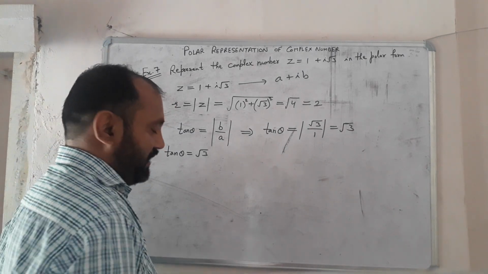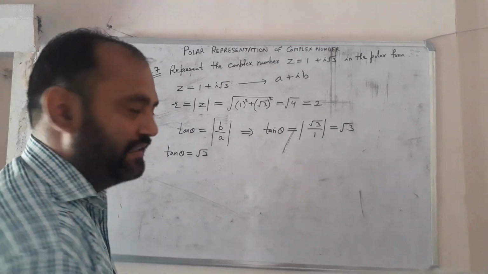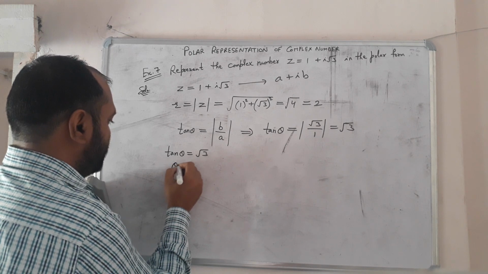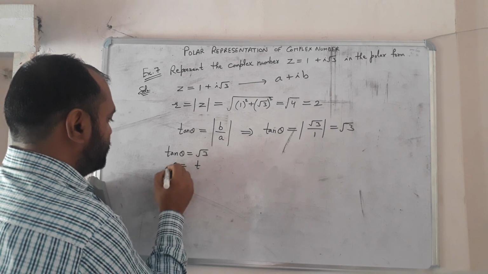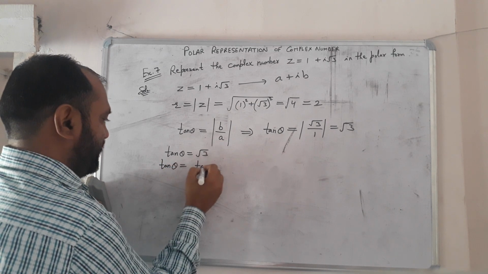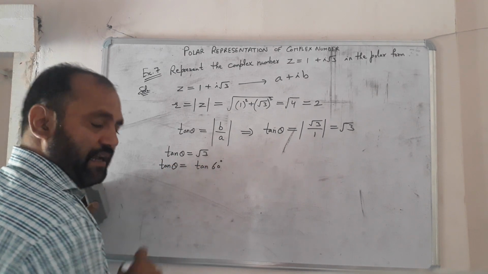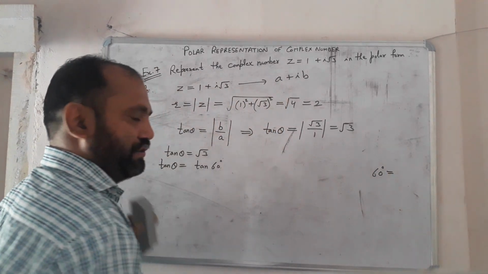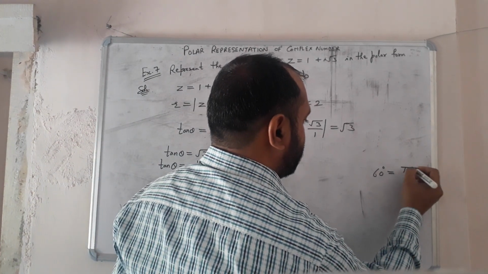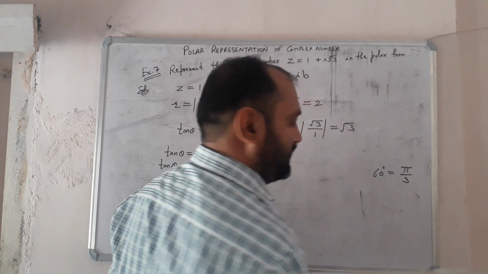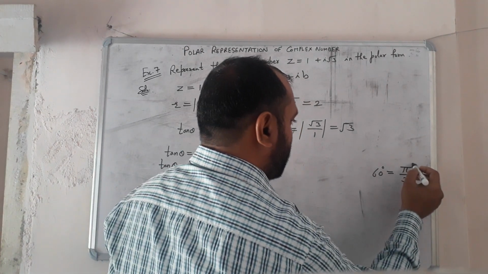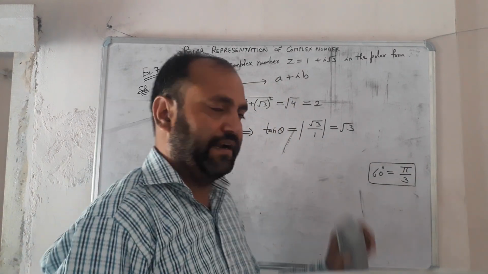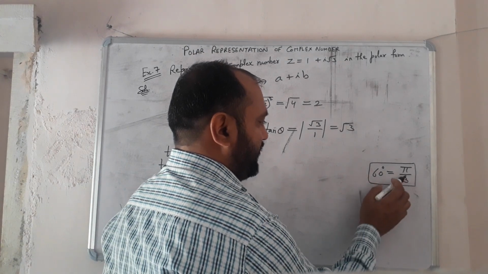As you know, the angle is 60 degree. So theta is equal to, it means you can write this as tan theta equal to tan 60 degree, right? Now 60 degree can be converted into radian, that is pi upon 3. You have to write this angle in terms of radian.